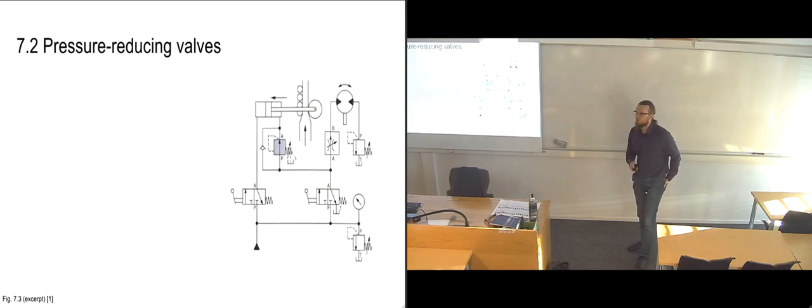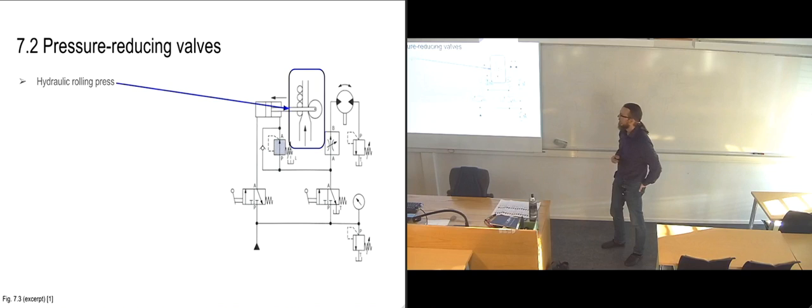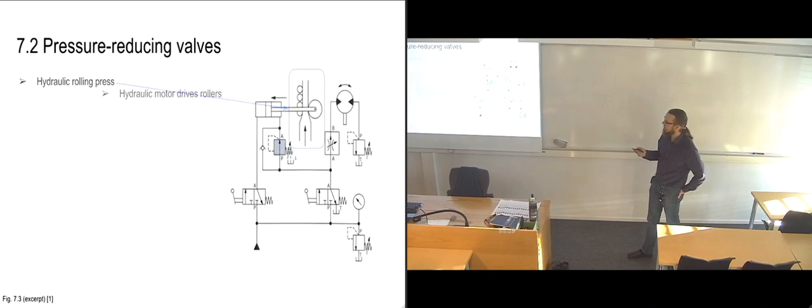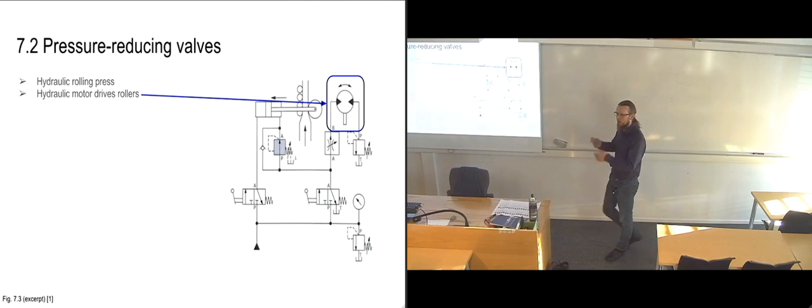So here we have a large system. I think we'll do this slide and then we'll continue on Friday. So we have a hydraulic rolling press where we have plates being moved upwards, in this case, through these rollers. And we have a hydraulic motor here which is running the rollers. So they are basically pulling the plate into the rolling field.